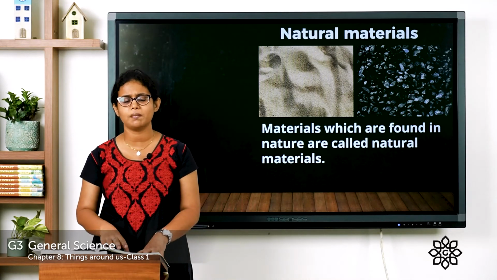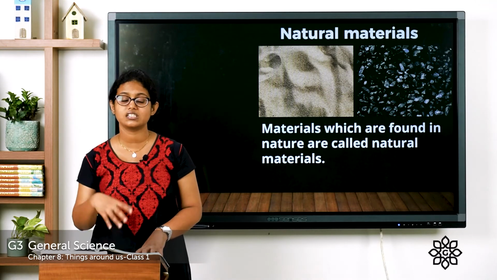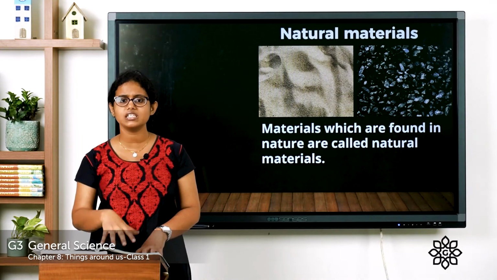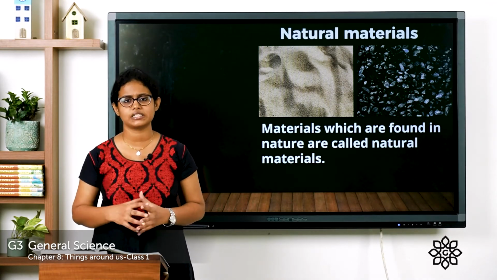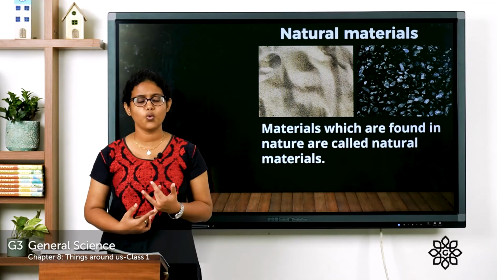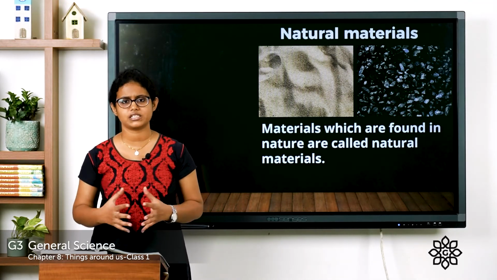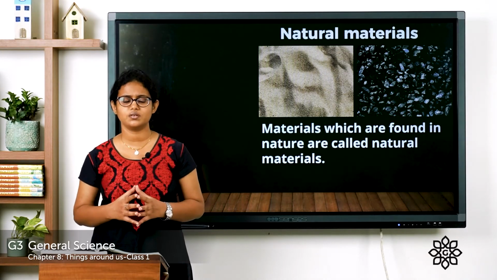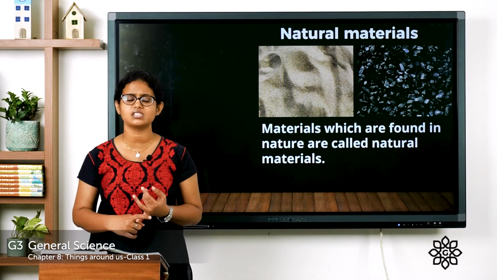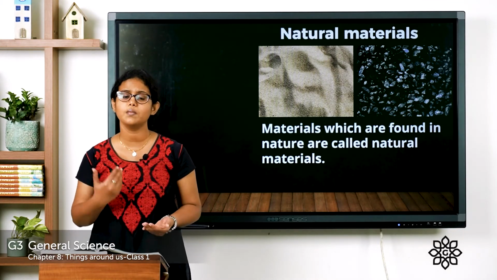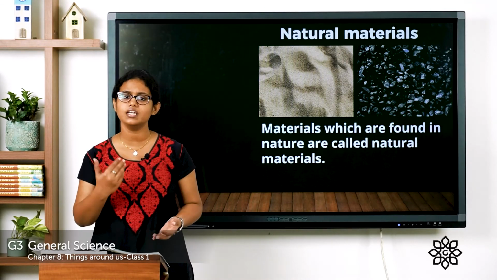The next one is about natural materials. So what are natural materials? The materials that are found in nature. It is the gift of nature. So the materials that are found in nature are called natural materials. For example, wood, water, sand, all these are natural materials. They are in the nature. And we obtain natural materials from plants and animals as well as from the earth. So what are natural materials? Materials that are in the nature.